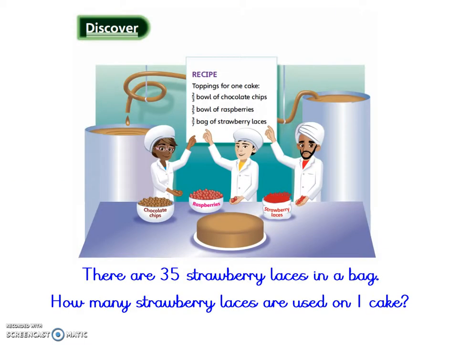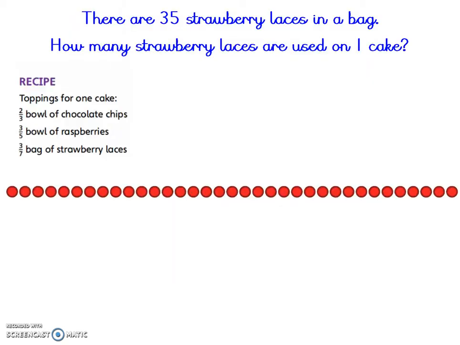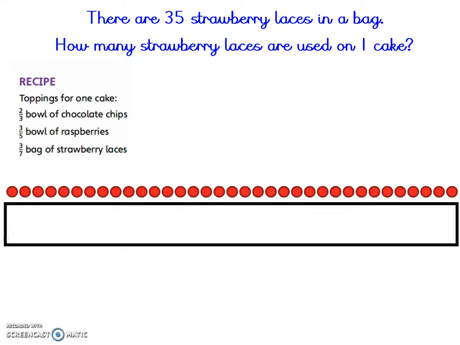And in this case I'm going to use exactly the same strategy for question 1b. There's 35 strawberry laces in a bag. How many strawberry laces are used on one cake? Once again, I've represented my 35 strawberry laces as 35 counters, 35 red circles. These 35 strawberry laces, these 35 counters, are the whole of my bowl, so it's the whole of my bar. So that 35 is the entire bar.